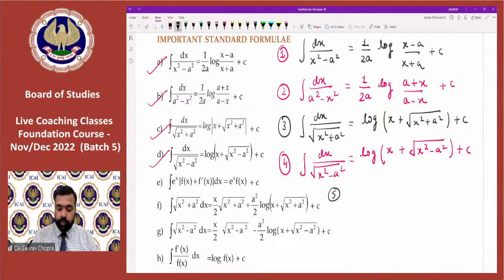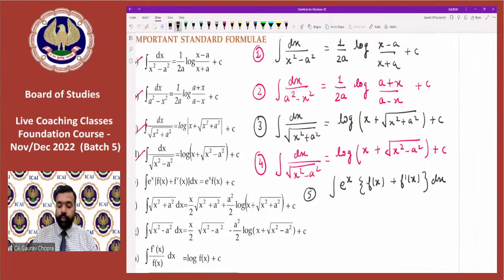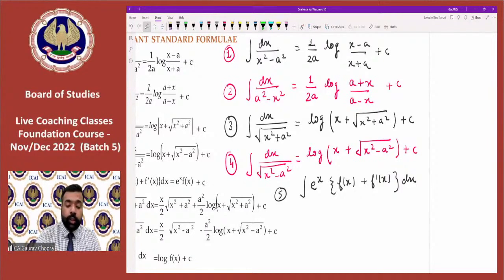Fifth one is integration of a system in which, inside the bracket, f(x) and its differentiation both are written, and outside this bracket there is e to the power of x dx. This is the situation. One function is there, plus the derivative of the function is available here only, that is f(x) plus its derivative f dash x, and outside the bracket e to the power of x is written.